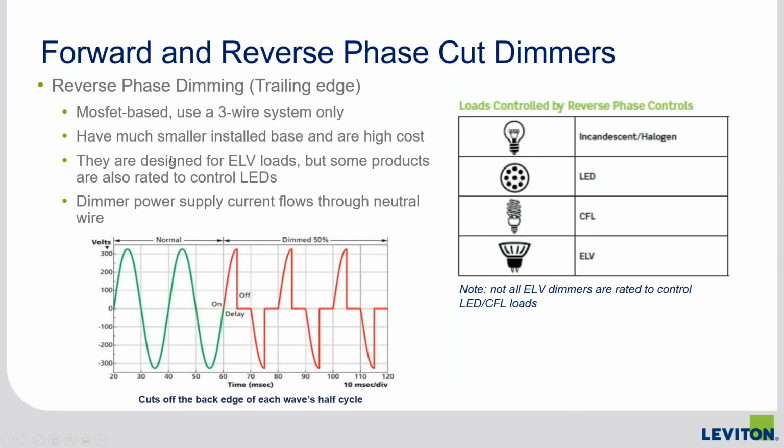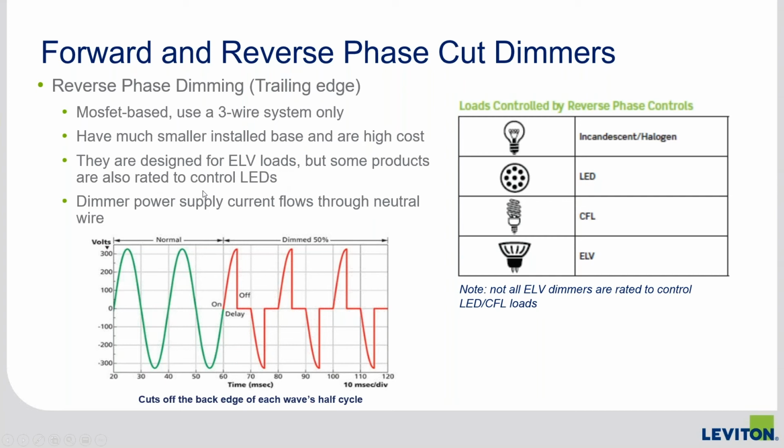Reverse phase dimming requires MOSFET-based technology. Whereas forward phase was able to use much more inexpensive triac technology and components, reverse phase needs MOSFET-based technology. In order to do this, we do need a 3-wire system, so we do need that neutral wire. Definitely a much smaller installed base because it's only for electronic transformers and some, we'll say, pesky LEDs that we need to switch over, but which results in really a much higher cost of the product.